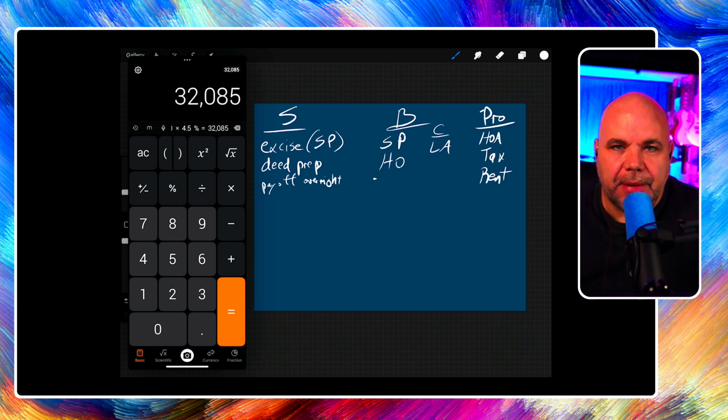And then that's not all. For which amount? The buyer's amount or the seller's amount? So HOA, tax, rent. All of those things are prorations. I'm trying to think of any other prorations.